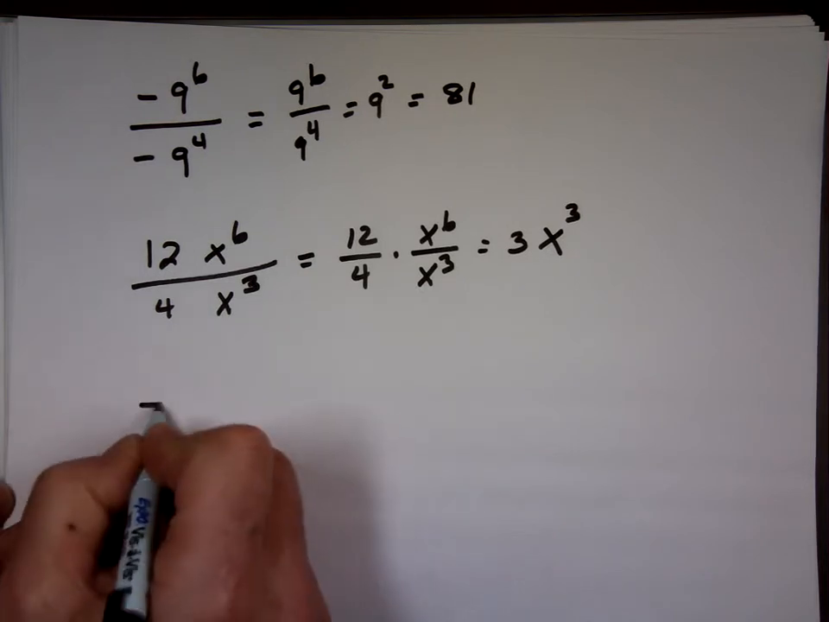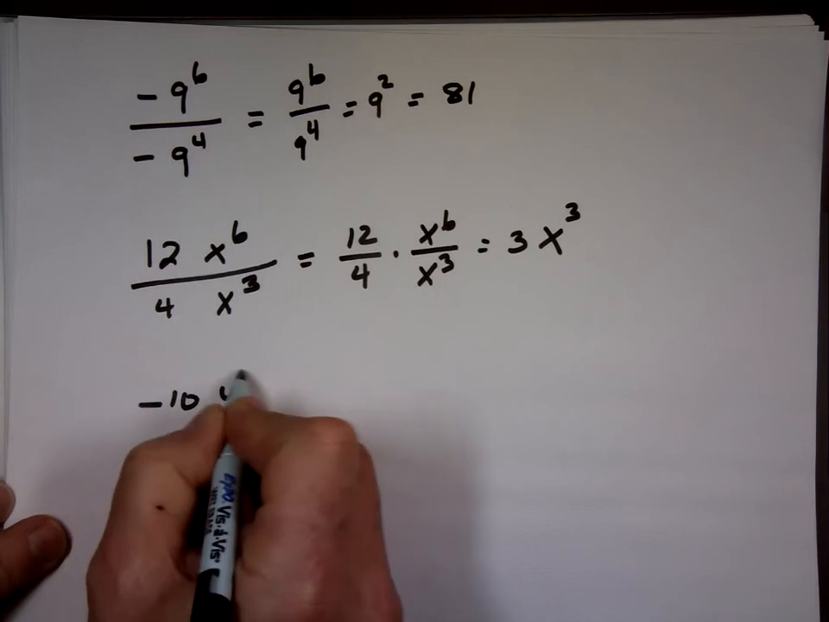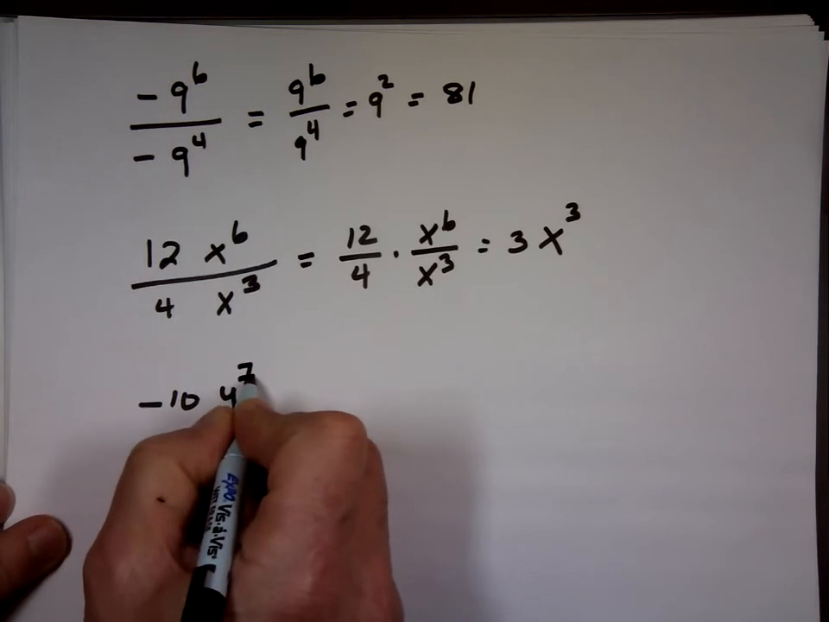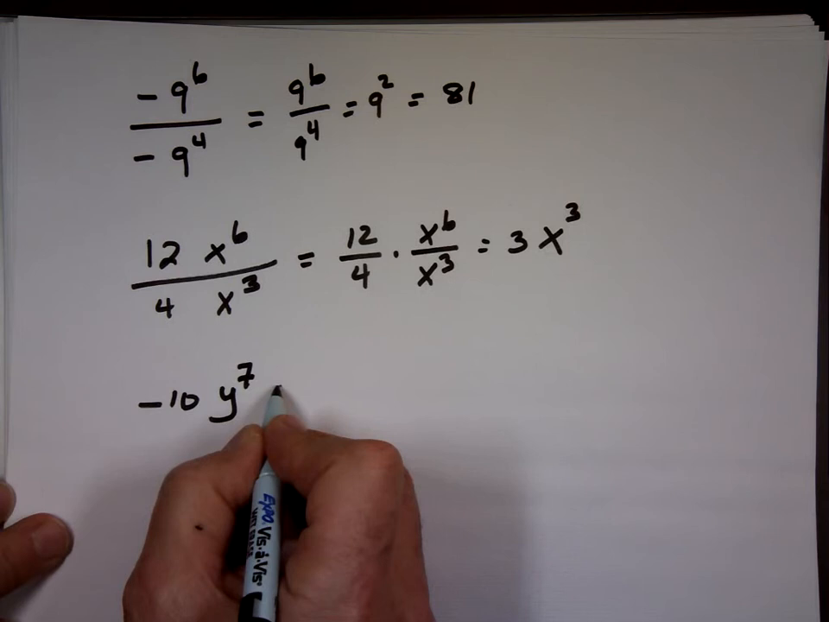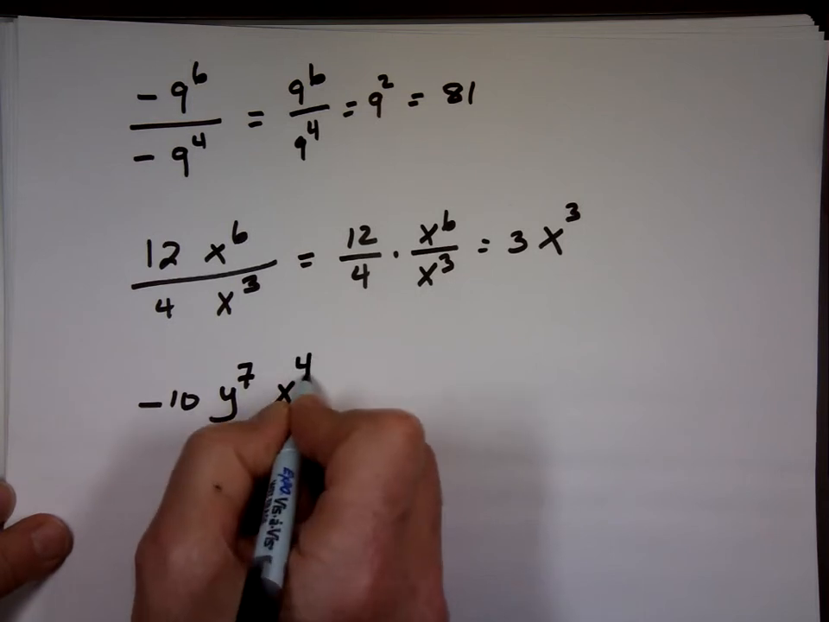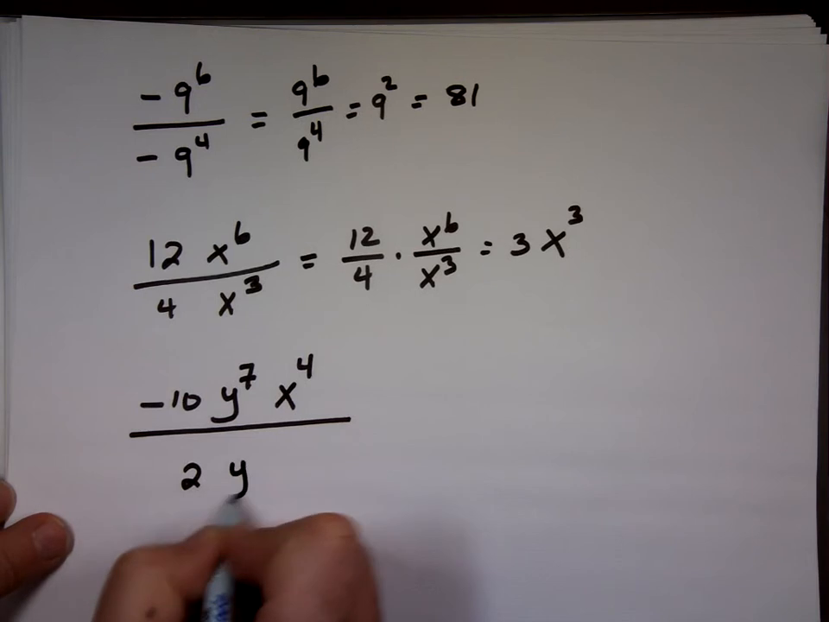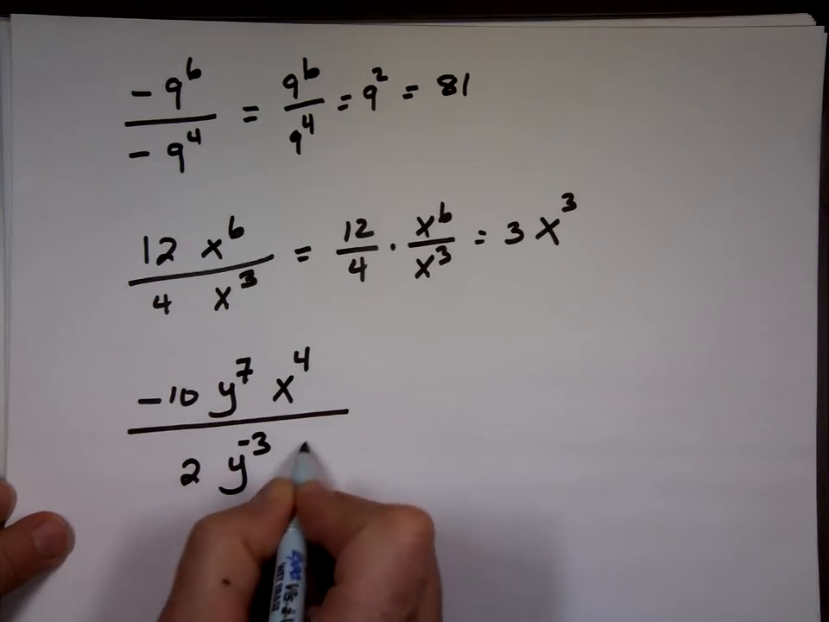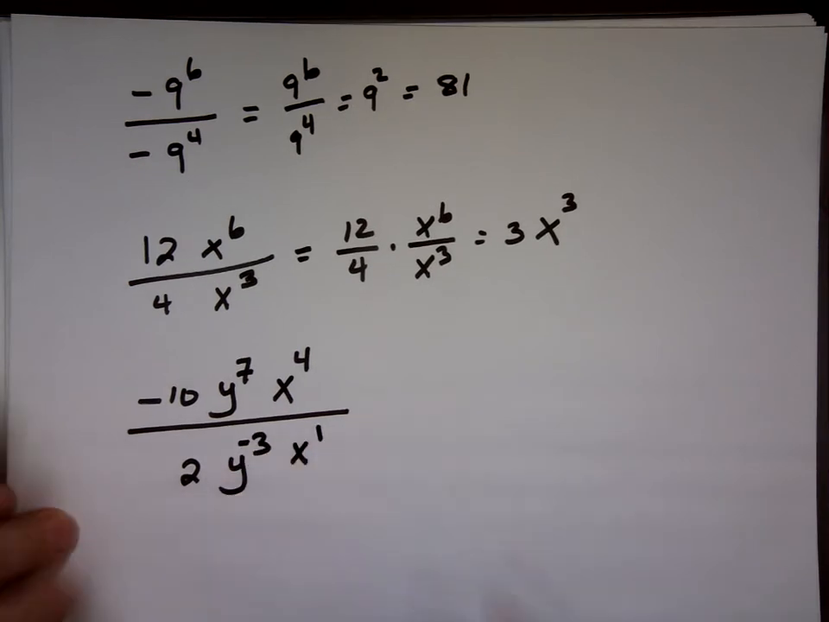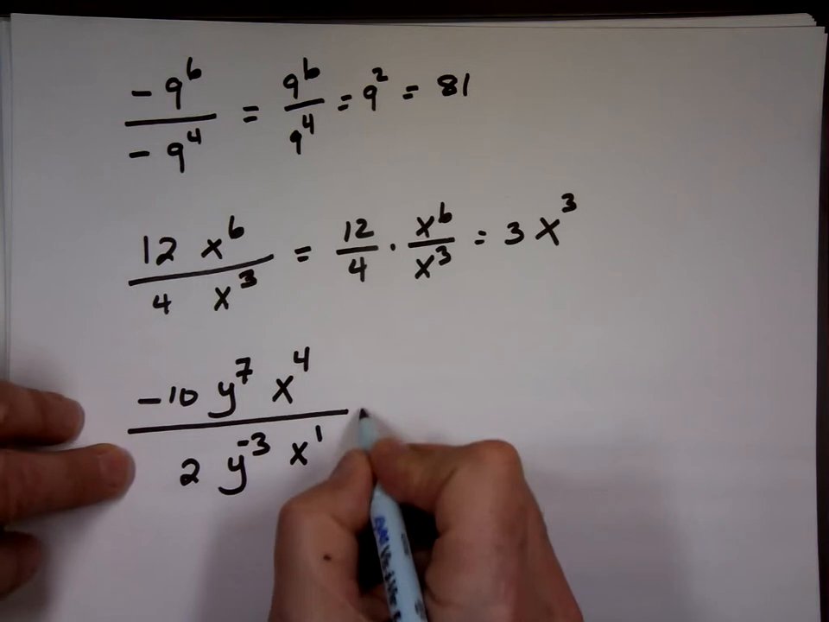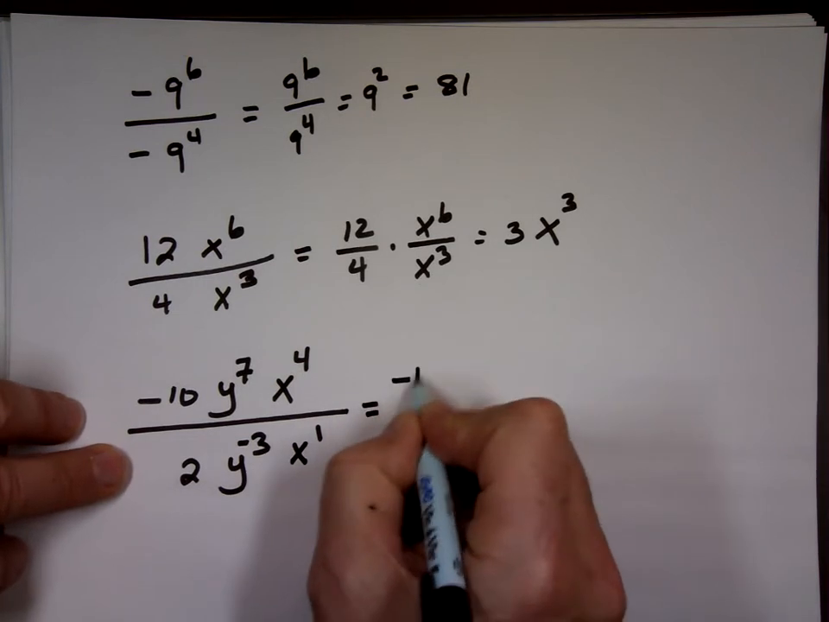Negative 10 y to the 7th. Let me just go crazy with this. X to the 4th over 2 y to the negative 3 x to the 1. Again, you can rewrite that as 3 separate fractions.